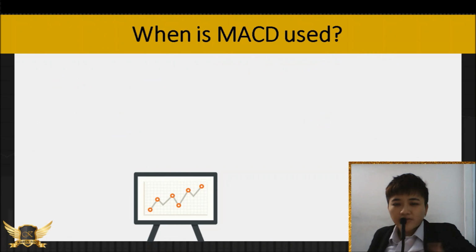So when do you use MACD? One thing you take note is that, like I said, you don't use MACD alone to determine your entry and exit point, because most of the time MACD just tells you whether the trend is going to continue, whether it's going to reverse, but it doesn't really give you the exact point to enter, exit, where to TP, where to cut your losses.